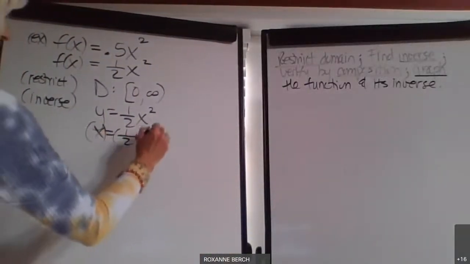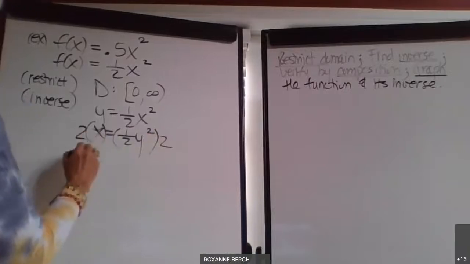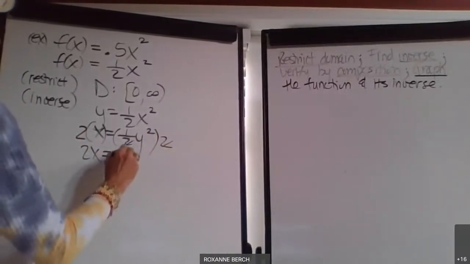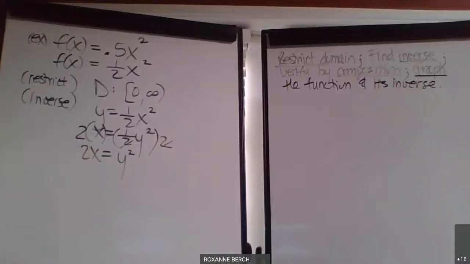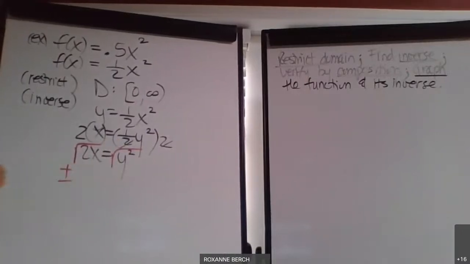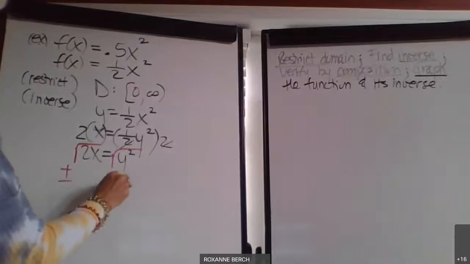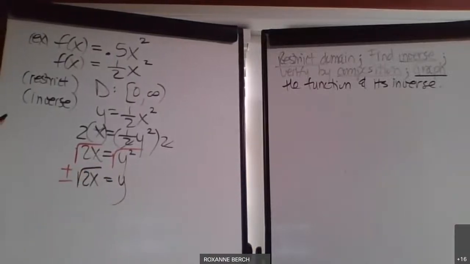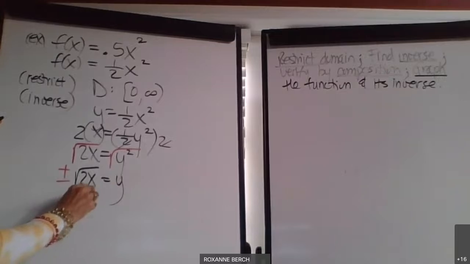So we're going to multiply both sides by 2. So we get 2x is equal to, those 2's cancel, y squared. Take the square root of both sides using square root method. So remember, when you take the square root, don't forget plus or minus. So we get y is equal to plus or minus the square root of 2x. So we write the inverse.